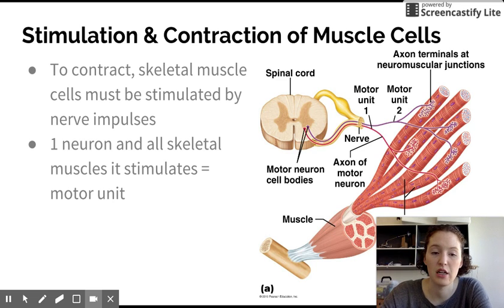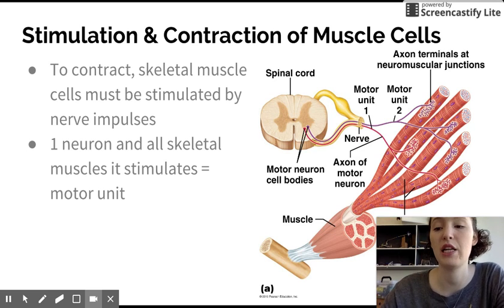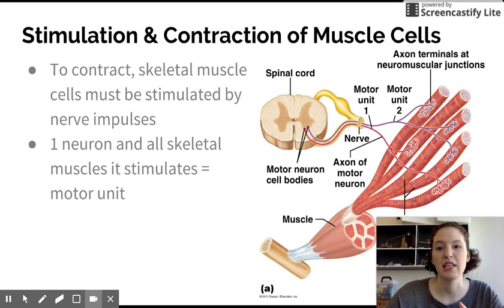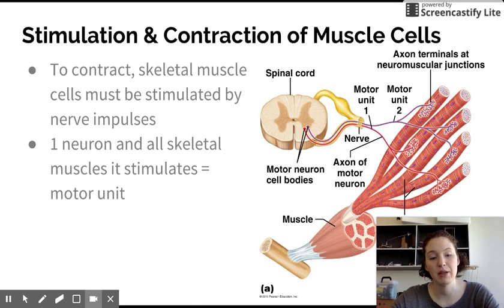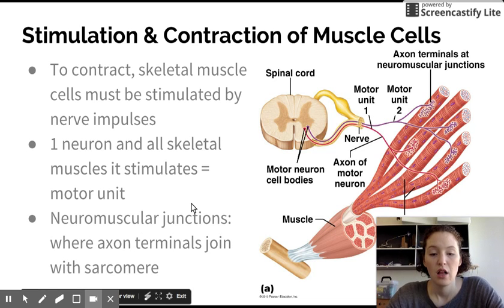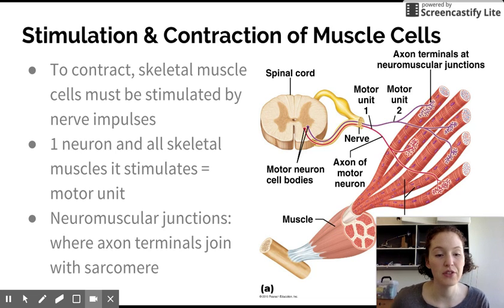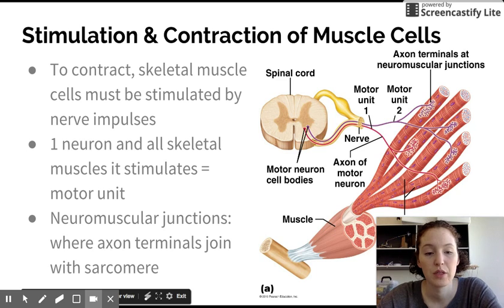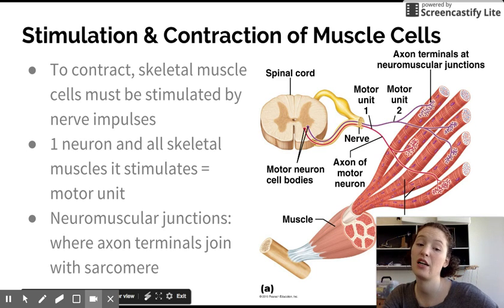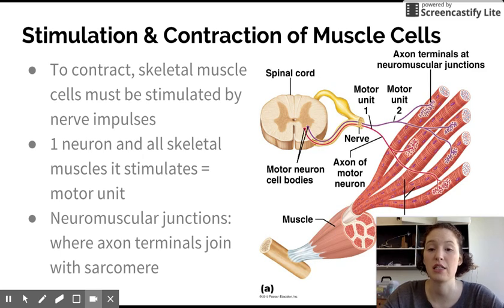Also notice that we use this word neuromuscular a lot, neuromuscular junctions, for example. You're hearing the word neuro and muscular, seeing that joining of the nervous system and the muscular system here. Neuromuscular junctions specifically will be where the axon terminals join with the sarcomere, so the ends of our nerves joining with the actual muscles themselves. By the way, the specific neurotransmitter that stimulates our skeletal muscles is going to be acetylcholine.